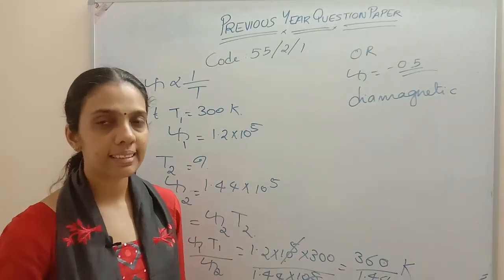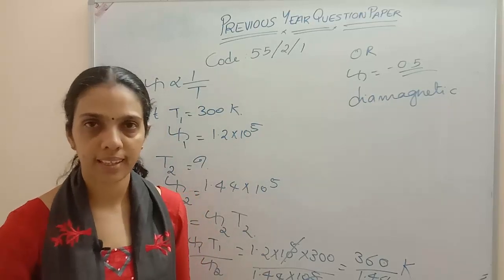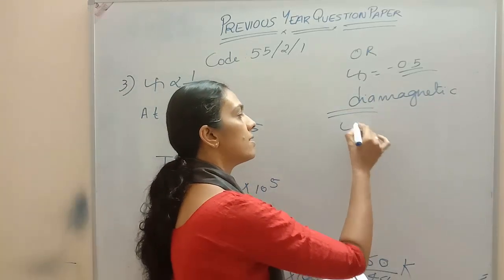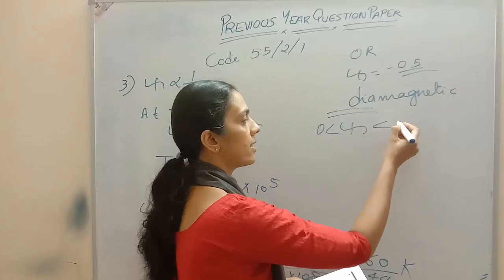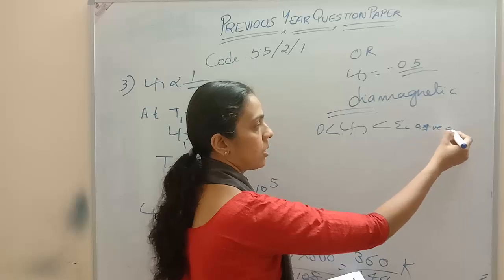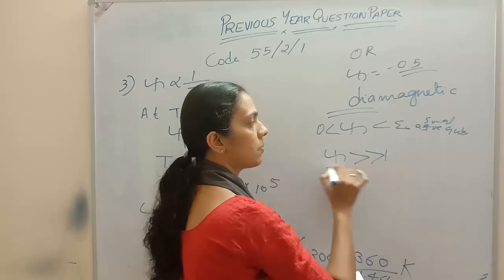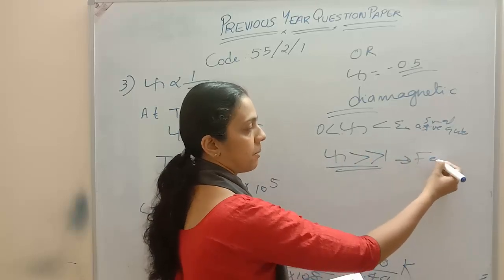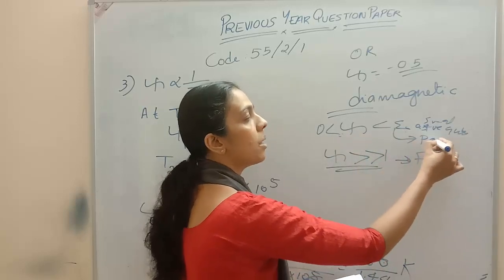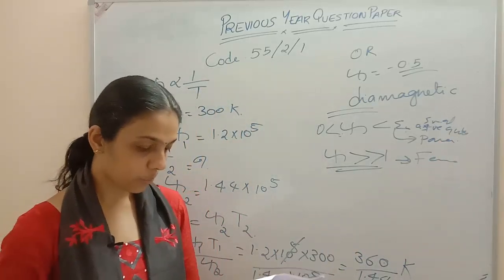Okay, if chi is greater than 0 and nearly equal to epsilon, epsilon means a very small positive quantity, then it will be a paramagnetic substance. Okay, if chi is greater than 0 and less than epsilon, epsilon is a small positive quantity. That is very important, because if chi is very much greater than 1, we will consider it as a ferromagnetic substance. If it is a small positive quantity, it will be a paramagnetic substance. Okay, so clear, right? So the next one is fourth one.